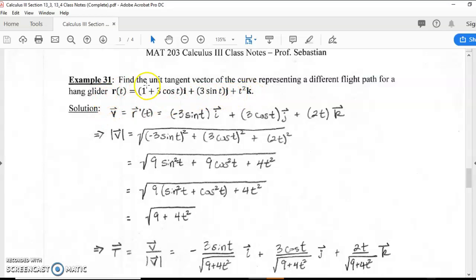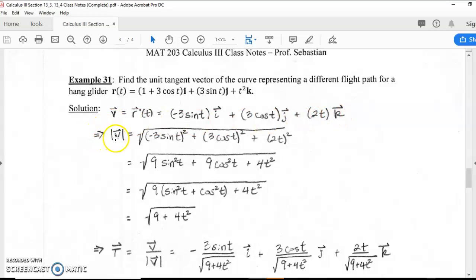So if I want to find the unit tangent vector, I first find the velocity vector, which is r prime of t. That's just the derivative of 1 is 0, derivative of 3 cosine of t is minus 3 sine of t in the i direction. Derivative of 3 sine of t is 3 cosine of t in the j direction. Derivative of t squared is 2t in the k direction.